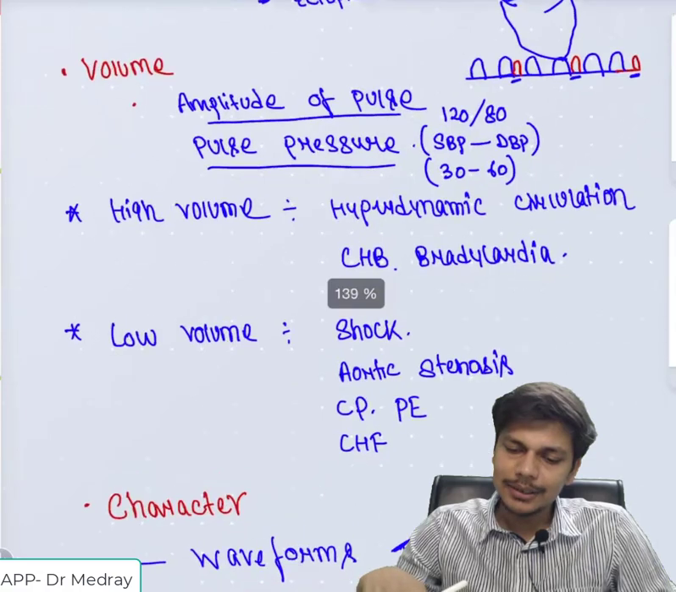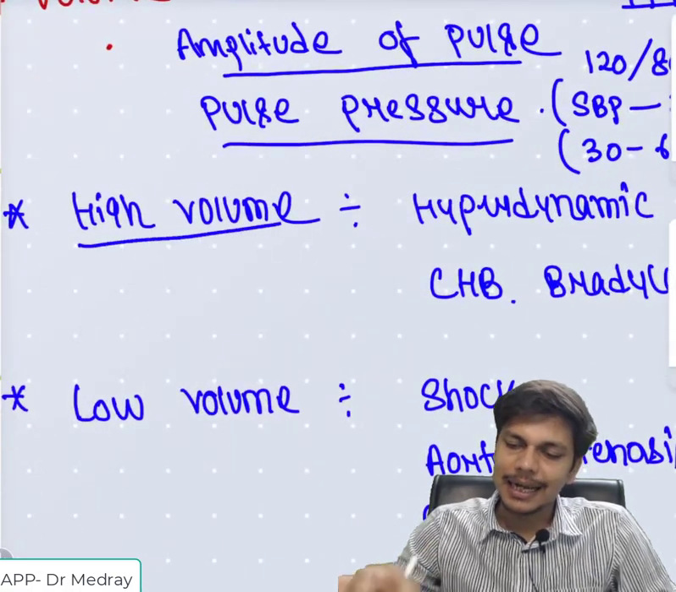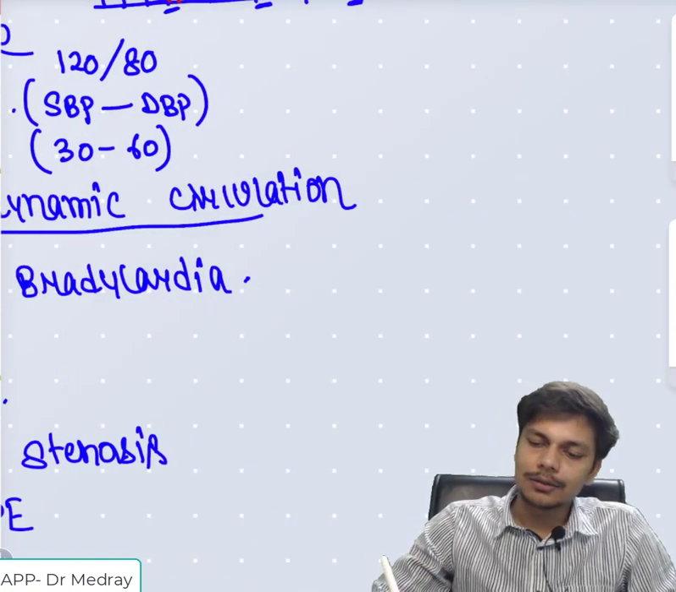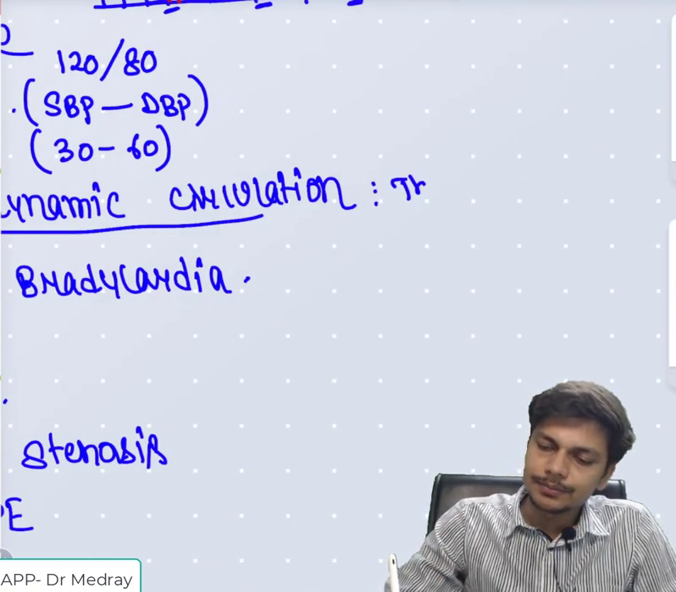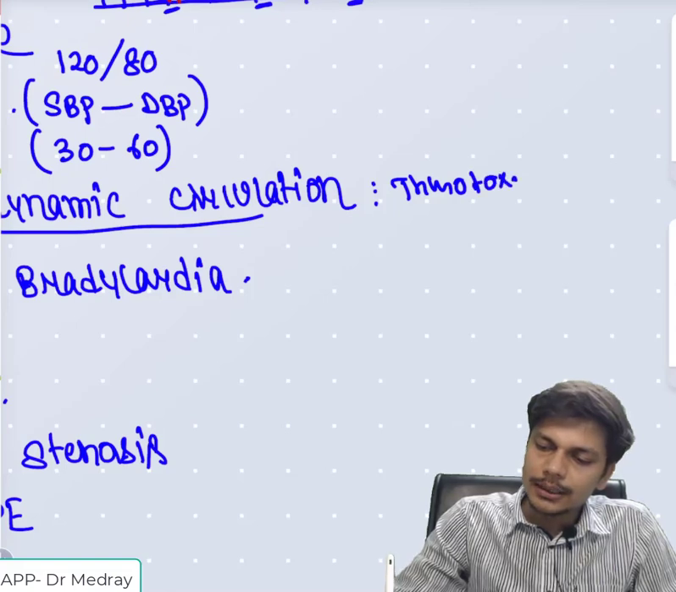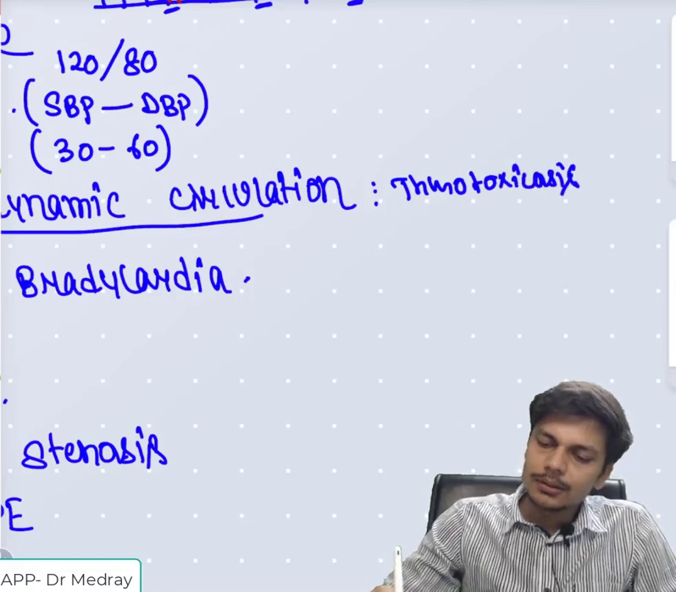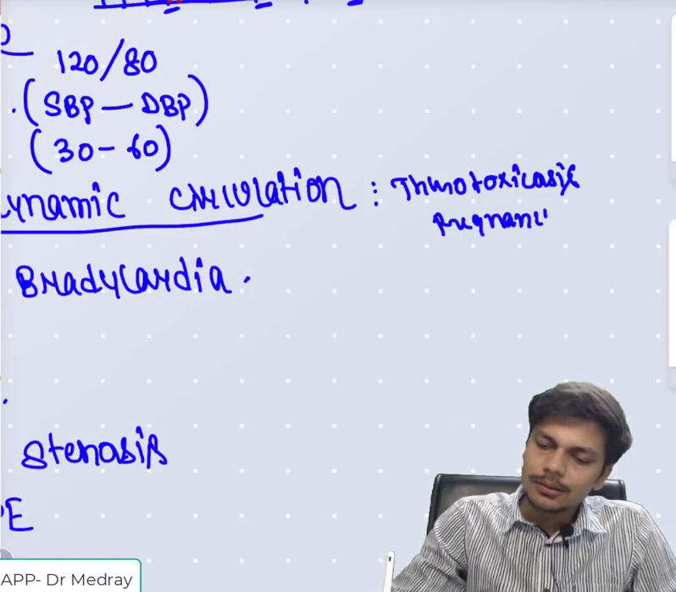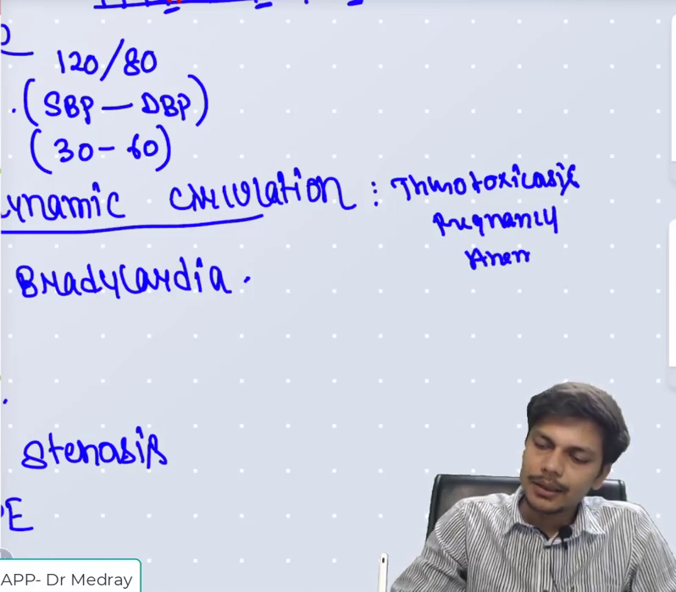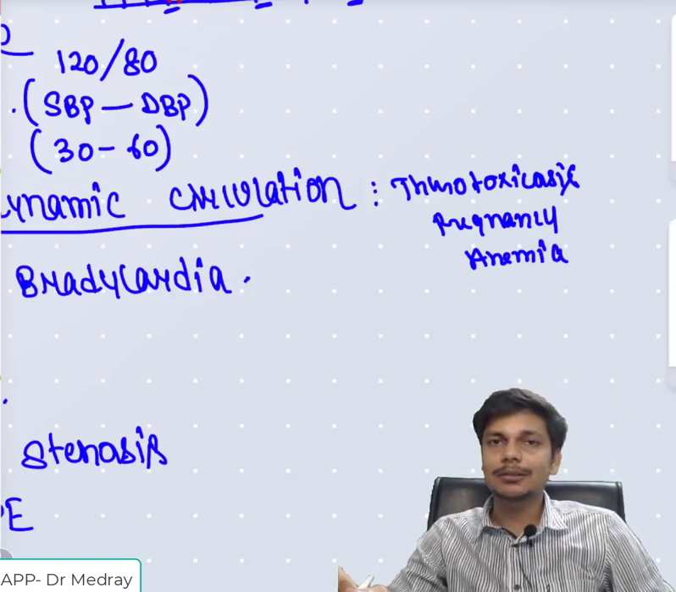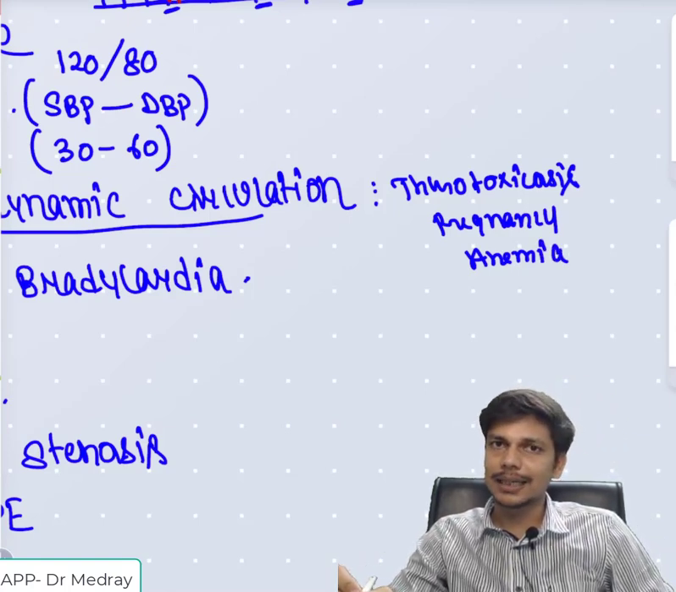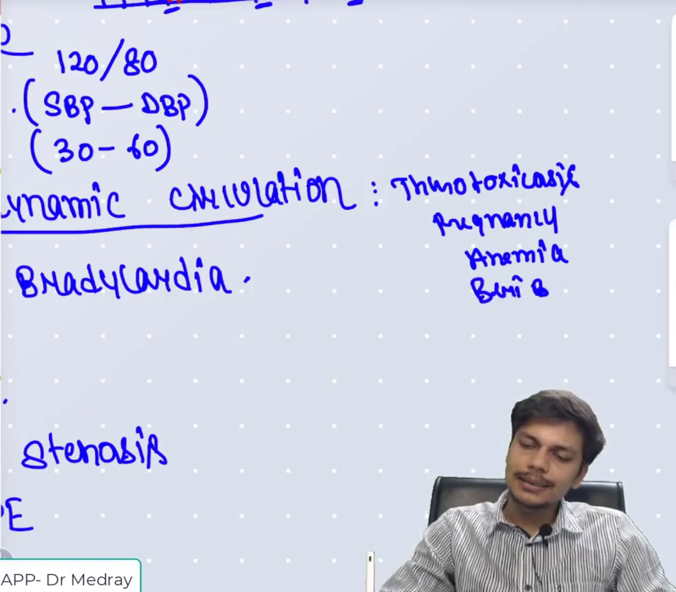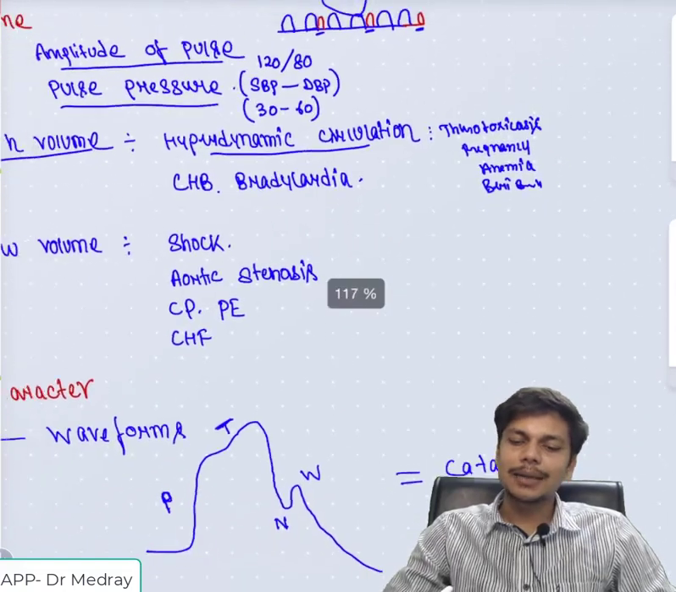So high volume pulse can be seen in hyperdynamic circulation, like that of thyrotoxicosis, pregnancy, anemia. Any condition which is leading to hyperdynamic circulation can cause high volume pulse. All these conditions can cause high volume pulse.